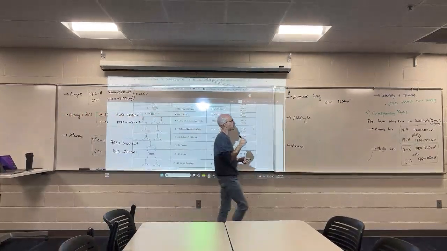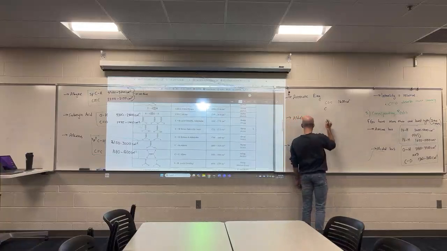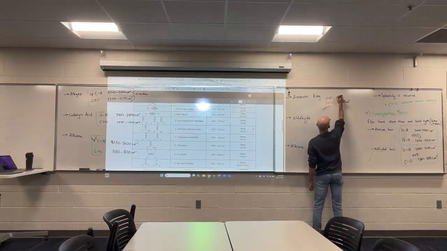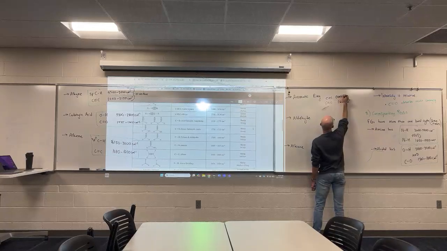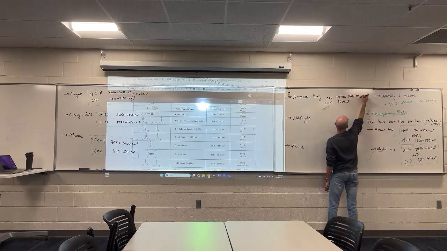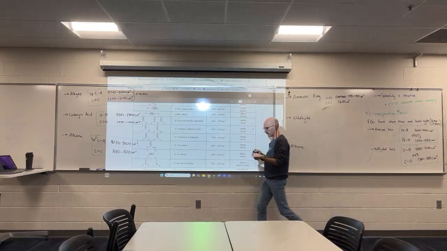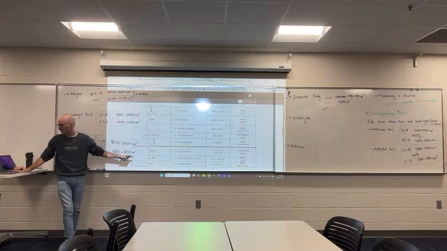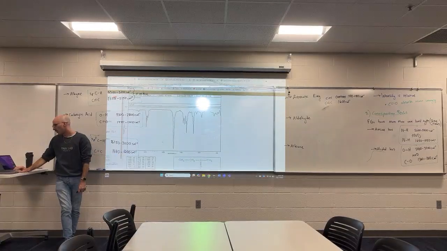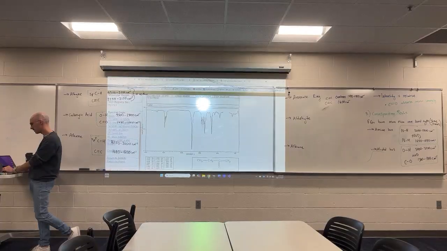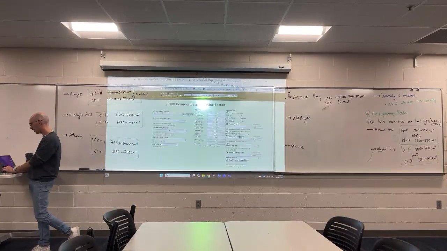Yeah, the CC double bond with overtones. And I'm actually going to put that right above this one. That's 1900 to 1700. The overtones that are listed on here are very small. I'm going to see if I can find one. In fact, we should be able to see some in our lidocaine example.